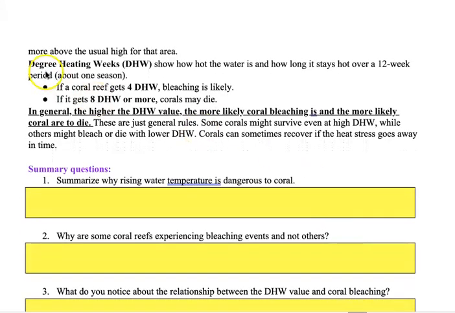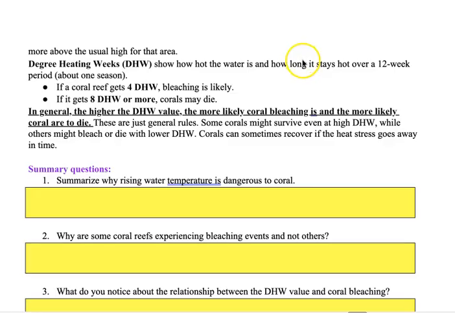This is called degree heating weeks. They show how hot the water is and how long it stays hot over a 12-week period. So this is about a season, 3 months. If a coral reef gets 4 degree heating weeks, bleaching is likely. If it gets 8 degree heating weeks or more, then it's going to die.